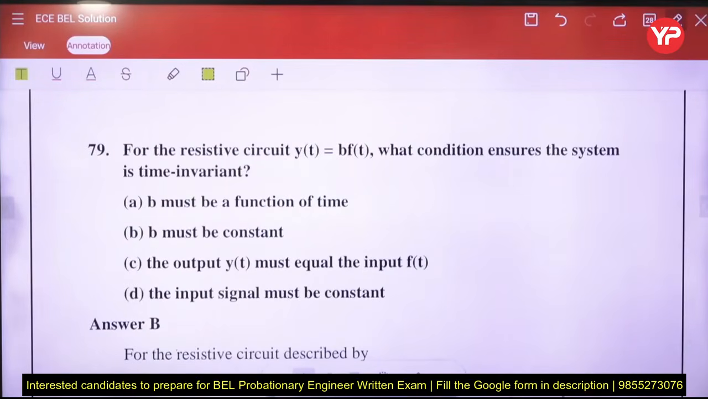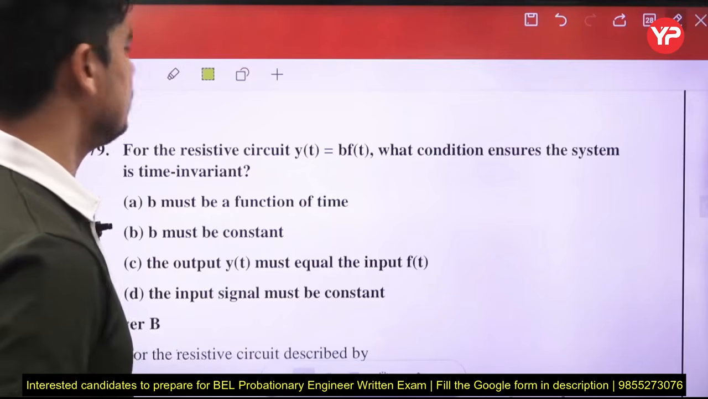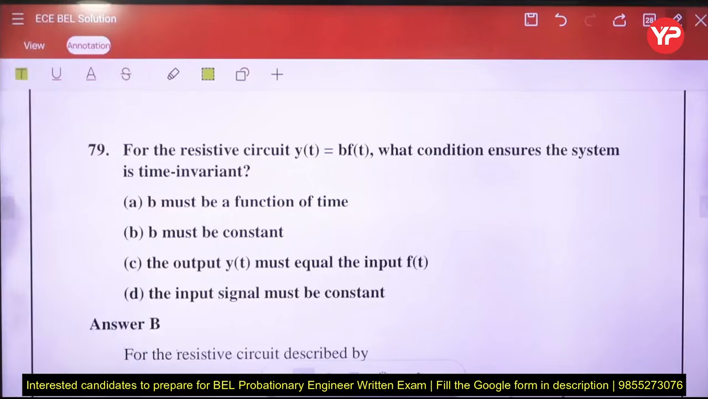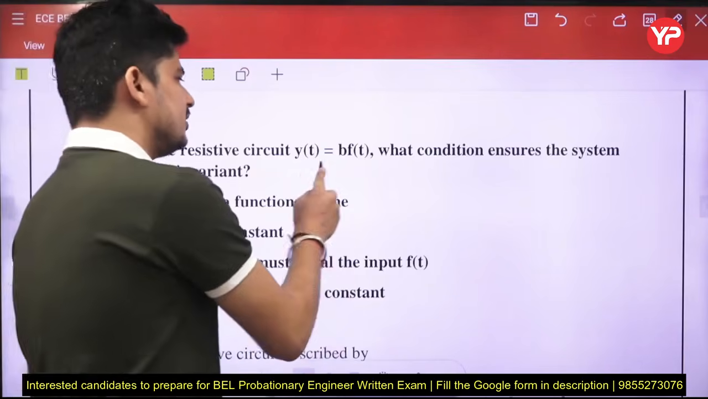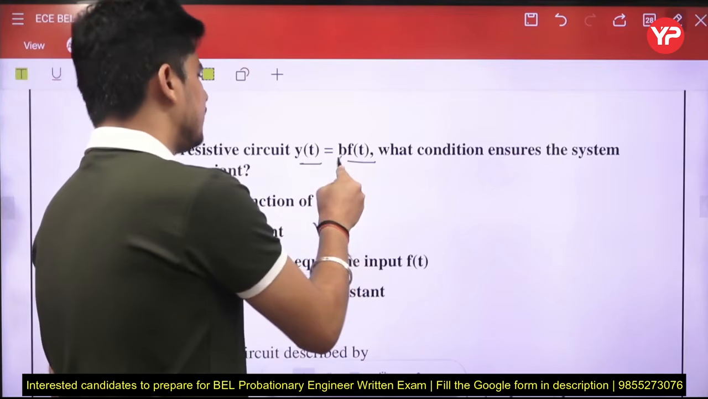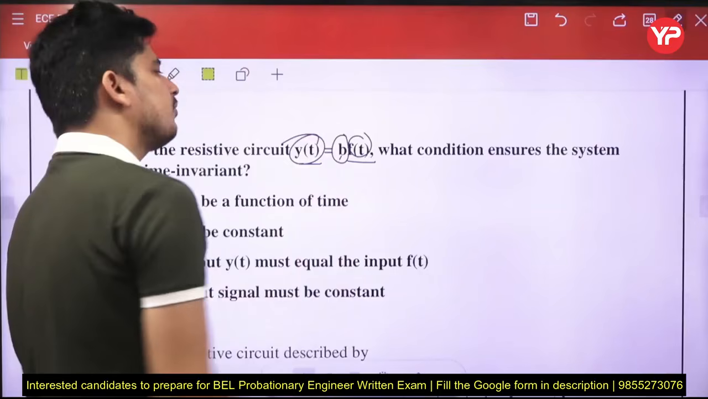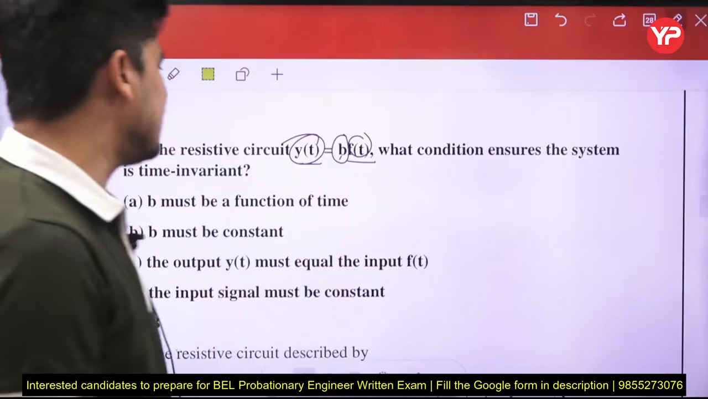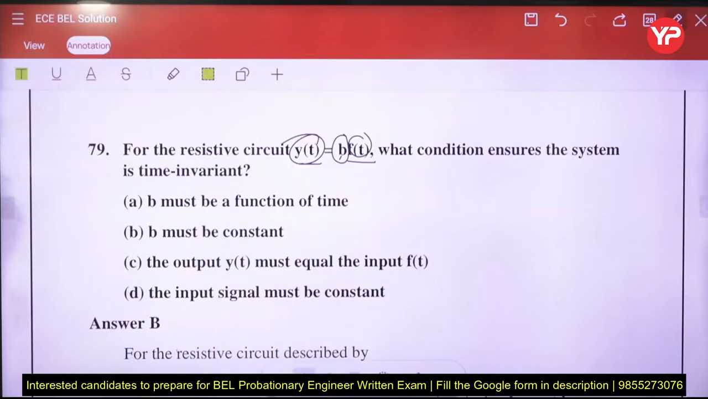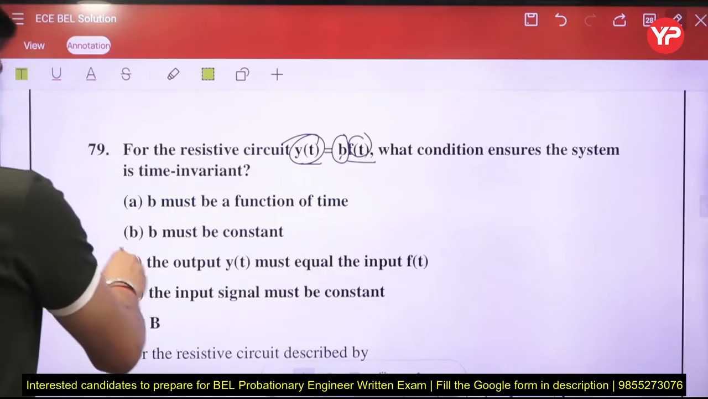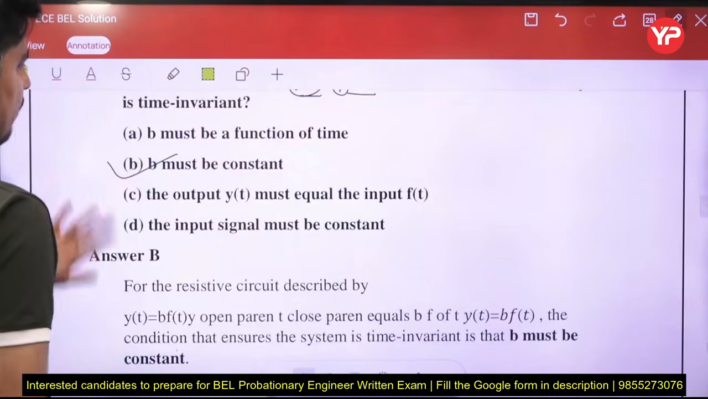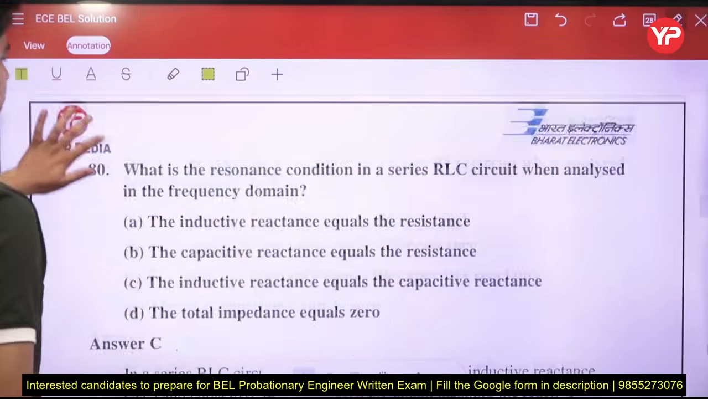Okay, for a resistive circuit, y(t) is equal to B times f(t). What condition ensures that the circuit is time invariant? Whenever you have a resistive circuit, this is a function of time, this is a function of time, right? This is input, this is output. So B should not be a function of time. If you want to make that circuit time invariant, which will not change with time, B must be a constant. It should be a constant.